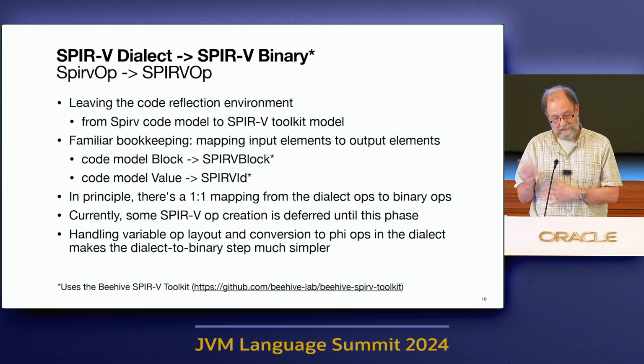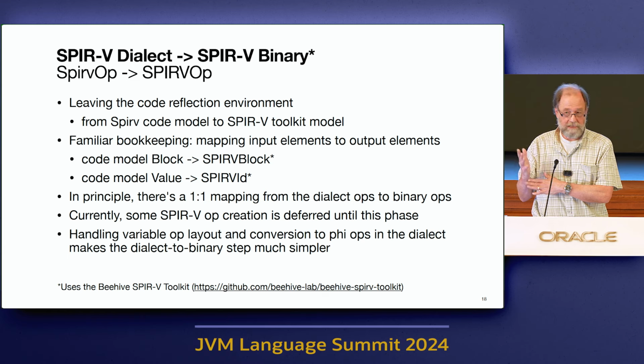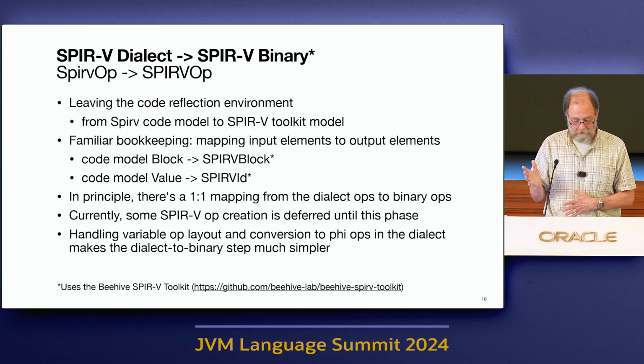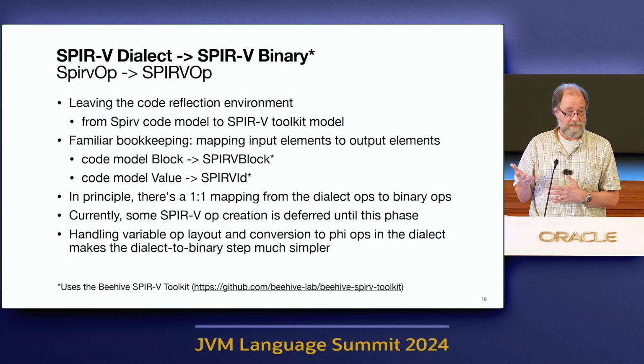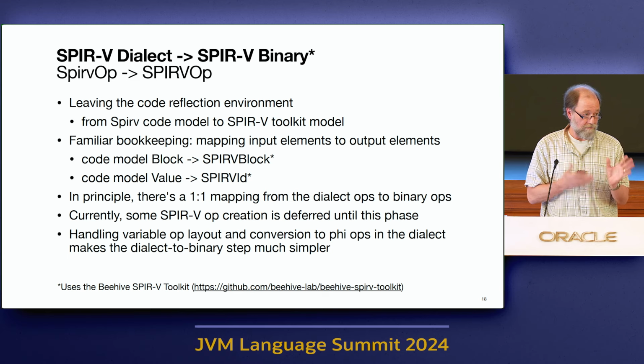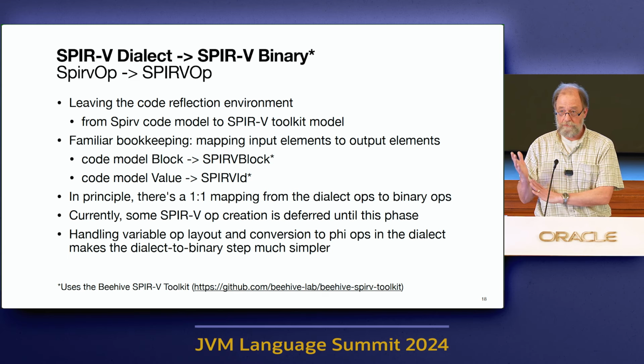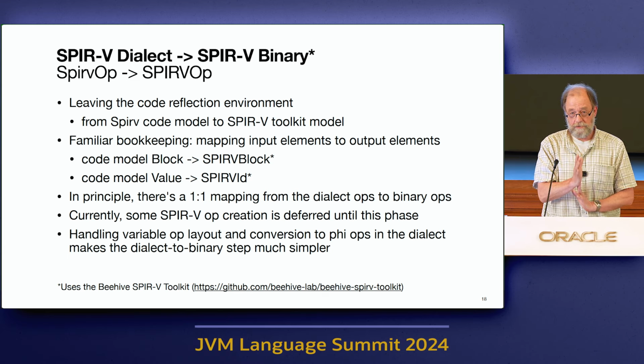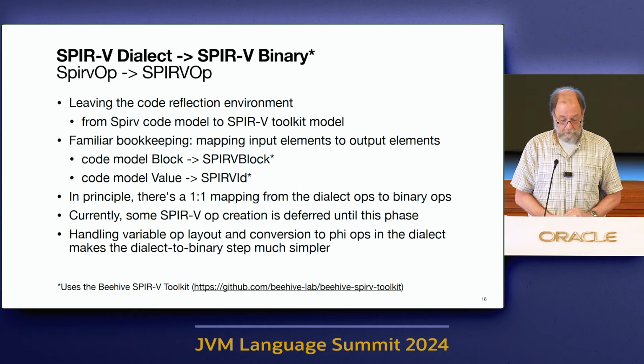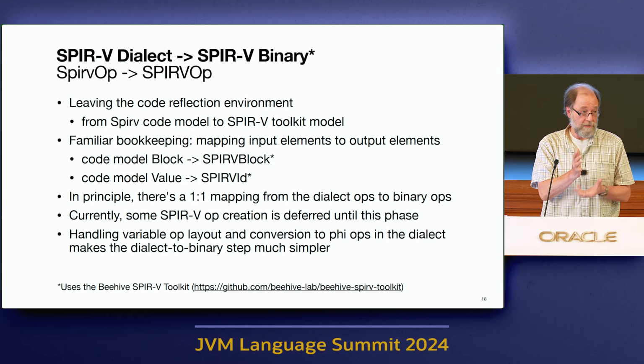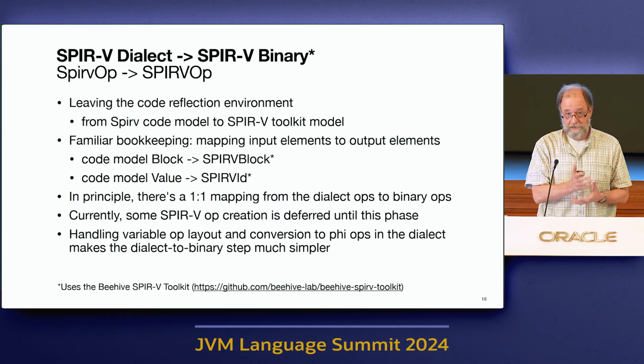That is still only done in the translation to the binary right now, but there's nothing missing that I can see in the code reflection API or framework that wouldn't allow you to move all of those low-level ops up into the SPIR-V dialect, where we have an API that's really good for analysis and transformation.